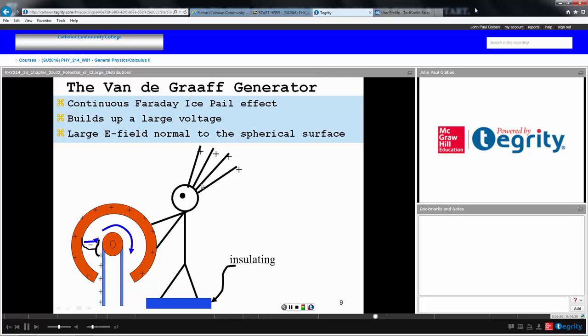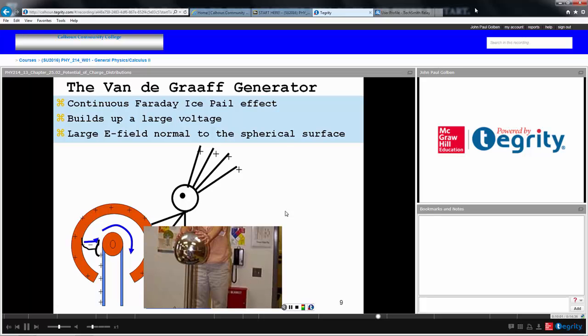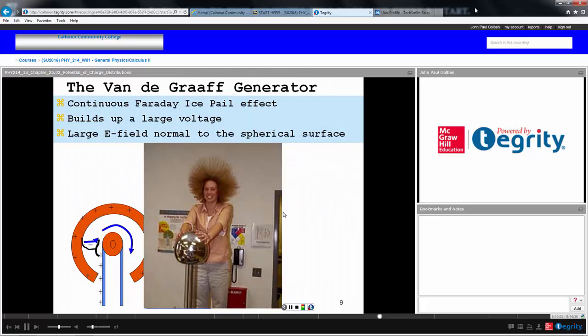Easier to demonstrate if you have hair. And here's somebody who has hair. So here they're touching the Van de Graaff generator. They're insulated from ground, so they're part of this charge. And it's gone to the ends of her hair, making it stand up on end.